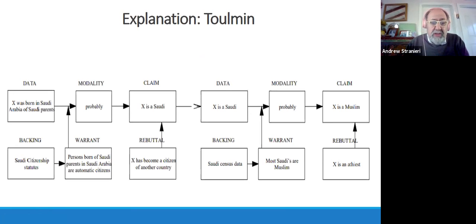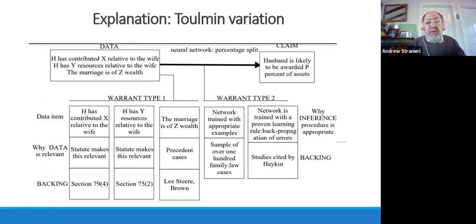Explanations out of stream mining is even harder, because of this thing of data coming one by one. How I did explanations in my legal work is by using argument theories to say that an explanation is not actually derived from the inference anyway. And I used the theory of a philosopher, Stephen Toulmin, to say that if you want to explain an output like this, that the husband is likely to be awarded 10% of the assets, then you have to say what the input variables are. He's contributed so much, he has needs, resources relative to the wife, the marriage is certainly wealthy. Then you have to say how that thick arrowed line was inferred. And in this case, it's a neural network.